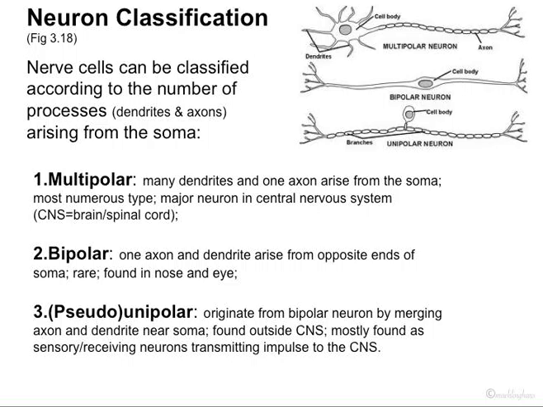Because when we look at most neurons that are receiving, sensory neurons, when they come from the body, they have made themselves into what we call pseudo-unipolar neurons. They originate from a bipolar neuron, but the axon and the dendrite merge together close to the body, and the body moves away from that now one long extension. These are neurons we find outside of the central nervous system.